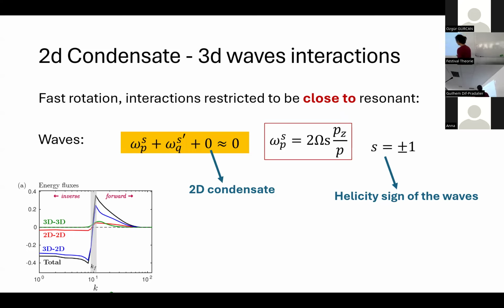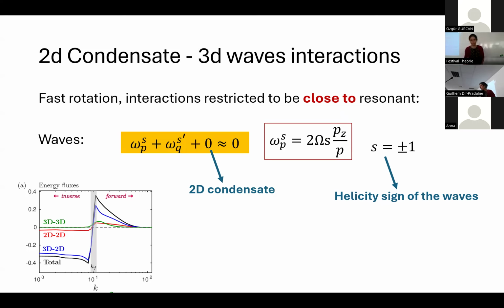We know from wave turbulence that if we have fast rotation, then interactions have to be restricted to be close to resonance. So what does that mean? For the condensate there is zero frequency, so for the wave, the sum of the frequencies has to be zero or close to zero. It can't be exactly zero, but it can be close to zero. And that's one of the things we quantify.